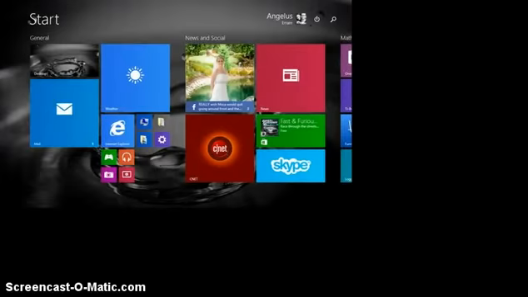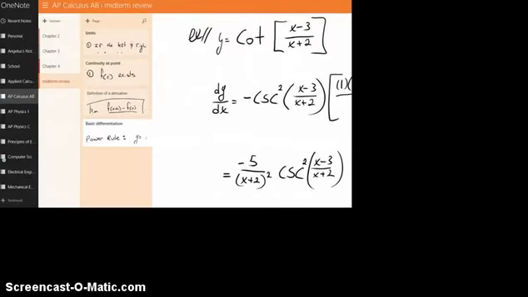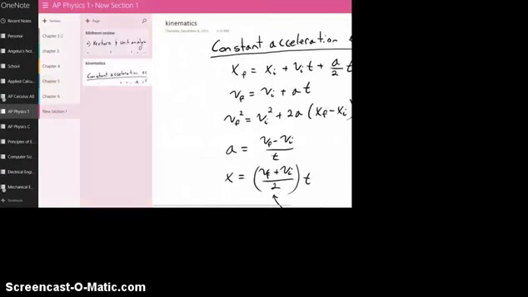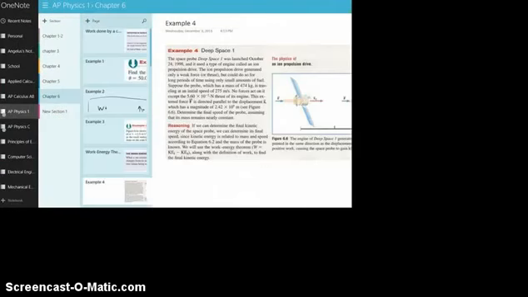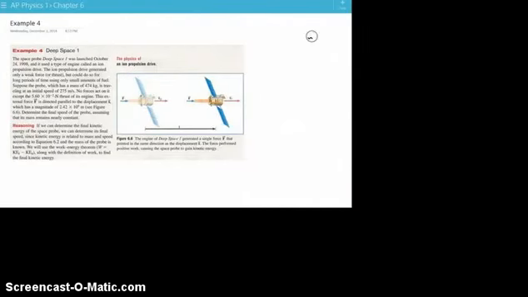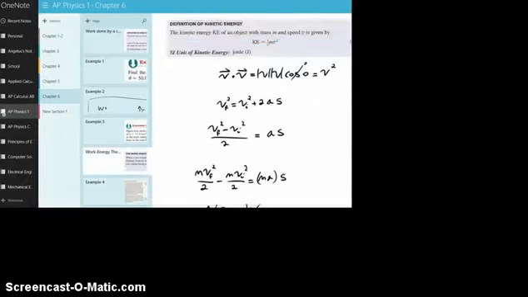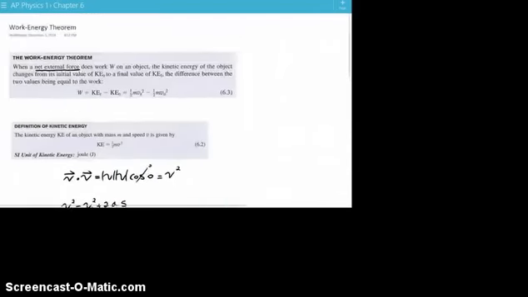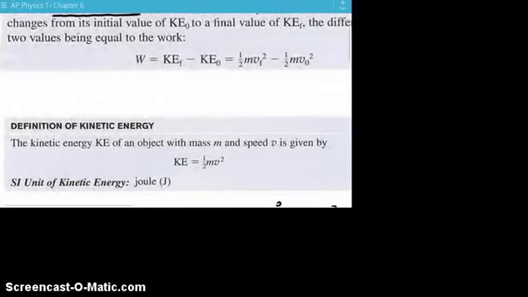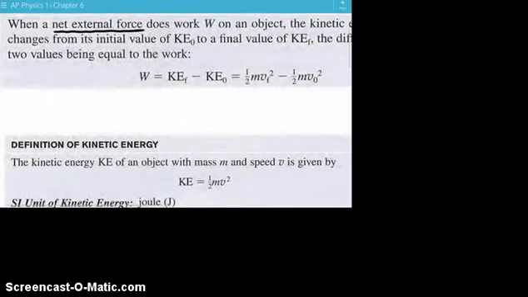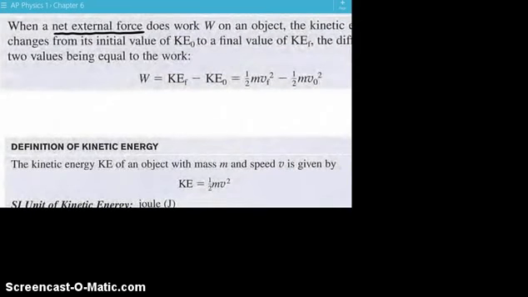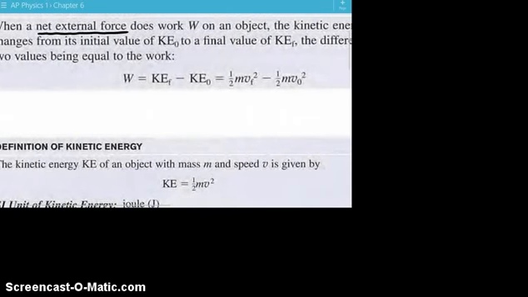Okay, so let's pick up where we left off yesterday. We're just about to start this problem. We had just talked about the work energy theorem. The work energy theorem said, and this is important, that the net external force does work on an object, and that is equivalent to the change in the kinetic energy.